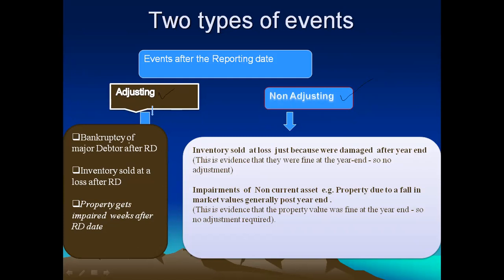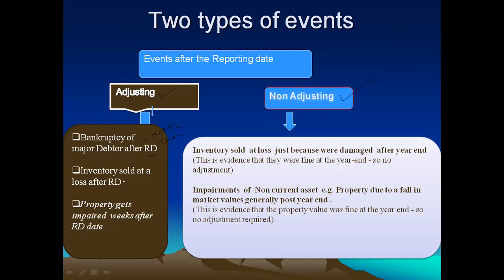We've got a bankruptcy of a major customer after the reporting date. RD, for the meantime, when you see RD, I'm referring to the reporting date. So let's say our customer that was owing us 200,000 and we are told on 1 January that the customer has gone broke, is bankrupt. We are supposed to go back to our financial statements and adjust for that.